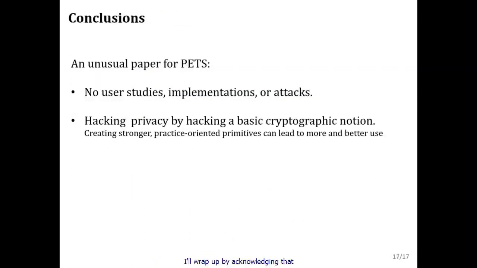I'll wrap up by acknowledging that ours is an unusual paper for PETS. There are no user studies, implementations, or attacks. What there is, is a reconceptualization of a basic notion that we believe to have direct value in creating privacy-enhancing technologies. Can you actually enhance a user's privacy by hacking cryptographic definitions and building schemes that conform to them? We believe that if you hack the definitions in the right way and build good schemes meeting them, this is totally possible. Just as authenticated encryption transformed symmetric encryption into a more applicable and easily used tool, we hope that we have done the same for secret sharing.